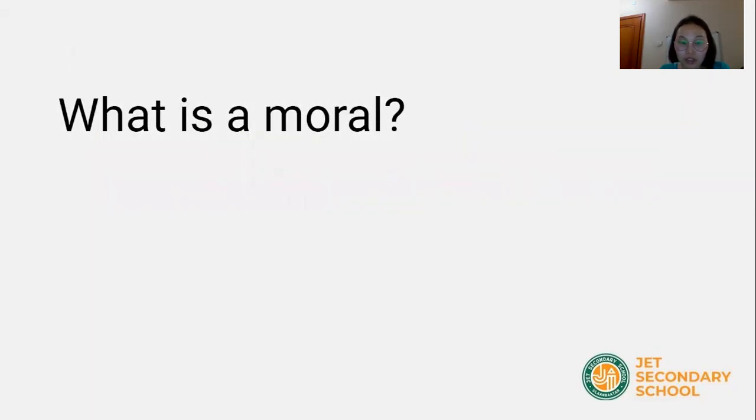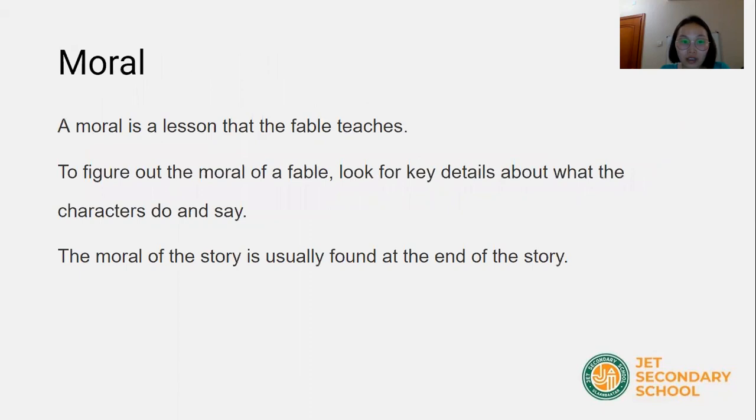Okay, as we have mentioned, what is a moral in the stories? The moral is a lesson that the fable teaches us. So when we are reading any fable, if you want to know the moral of the story, we first need to look for some key details about what the characters do and say. Also, the moral of the story can usually be found at the end of the story.